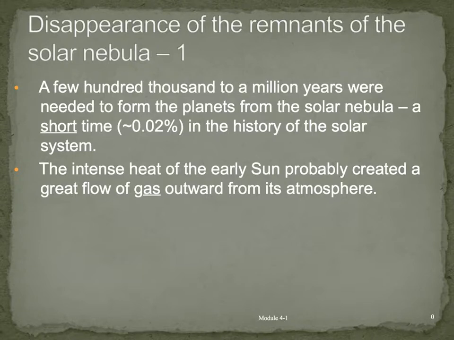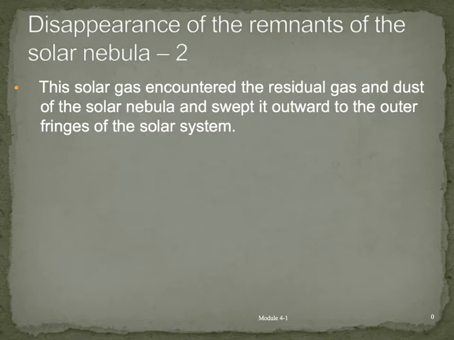The intense heat of the early sun probably created a great flow of gases outward from its atmosphere. This solar gas encountered the residual gas and dust of the solar nebula and swept it outward to the outer fringes of the solar system.